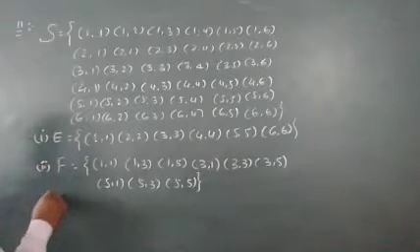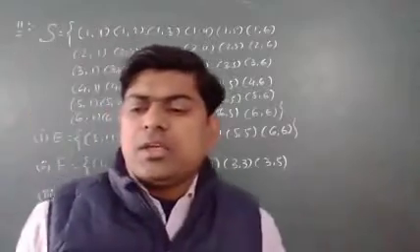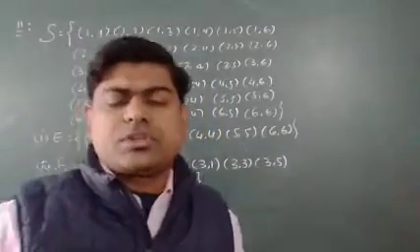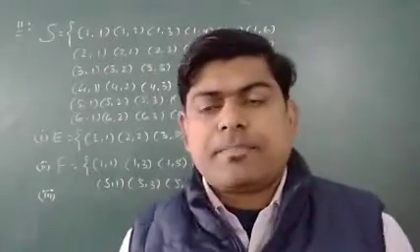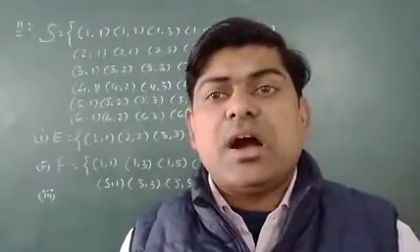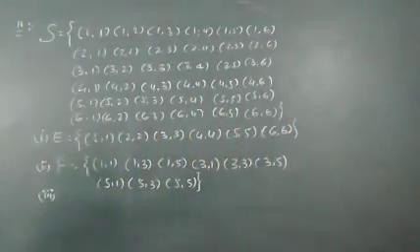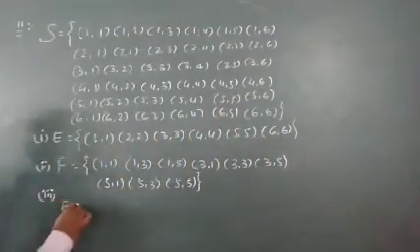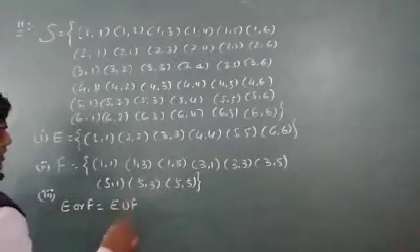Now the third part of the question is there. I have to find E or F. Do you know what is the meaning of "or"? As I told you yesterday, "or" means we will use union. If somewhere we are writing E or F, it means we have to find E union F. I'll write here E or F, that can be written as E union F.